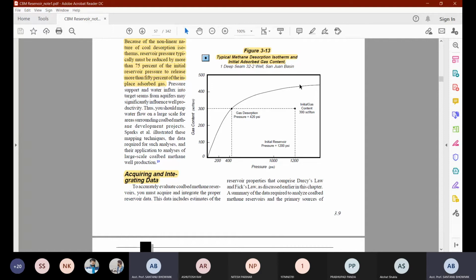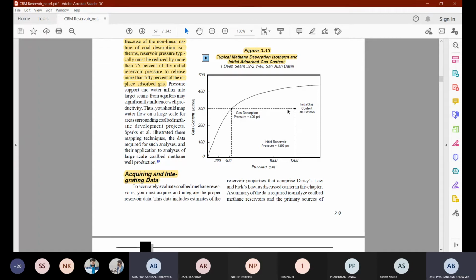Why? Because it will give rise to production only when the reservoir pressure is reduced below the gas pressure. If you reduce the pressure from this point to this point, what is happening? You have reduced the reservoir pressure, but the gases are not present. At this stage, there is a gap. This is the gap. Gases are not present. The reservoir is not totally saturated with methane. Gases are present only 300, so it will follow this path.